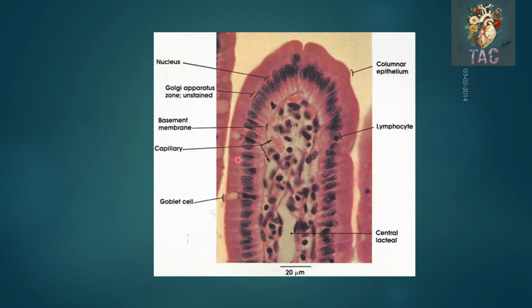Another diagram of the villus of the small intestine. So these are simple columnar epithelial cells called enterocytes. This is an occasional intraepithelial lymphocyte. These are the goblet cells which are present over here, and this is the lamina propria. This is the central lacteal capillary over here.